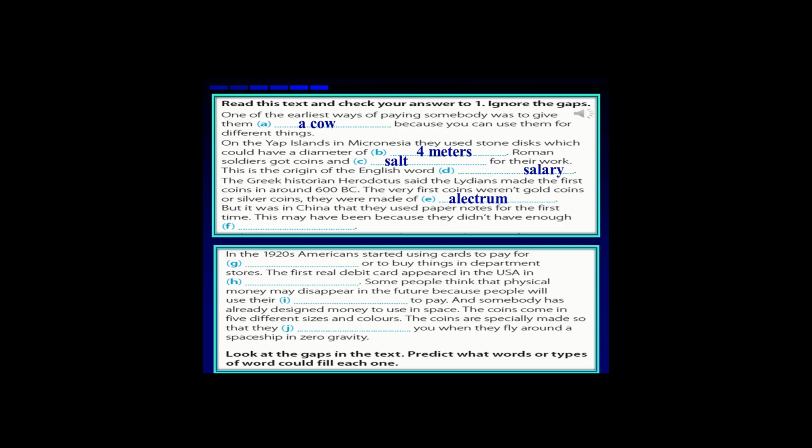Century China, the people started to use paper for money. This could have been because there was not enough metal to make a sufficient number of coins at the time. Paper, and then of course plastic. Well, you may think that the debit card has been around for a long time, but it's a relatively recent invention. In the 1920s, people used cards to buy petrol or to buy things in department stores. Later, cards were used in restaurants.